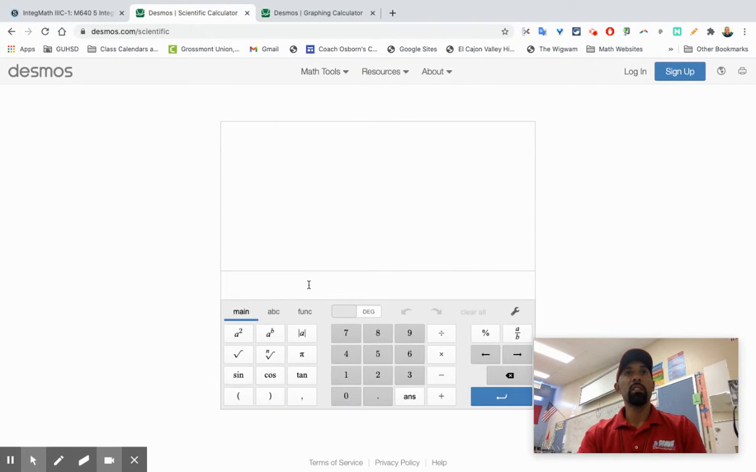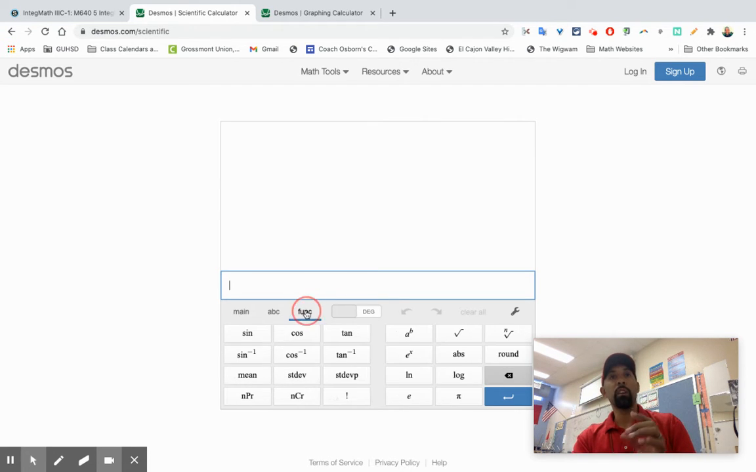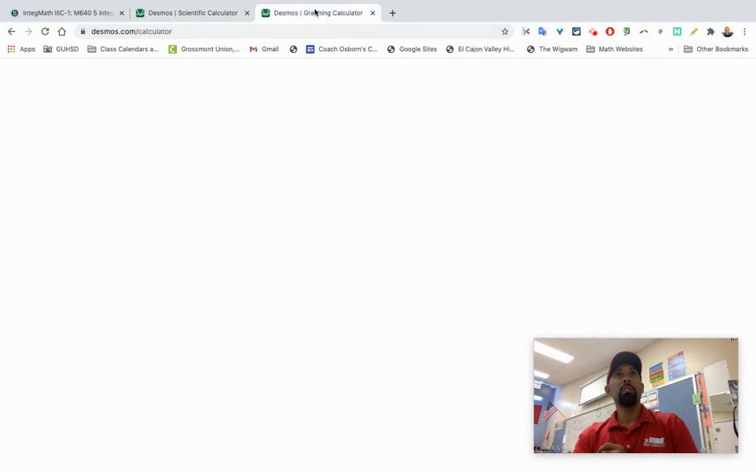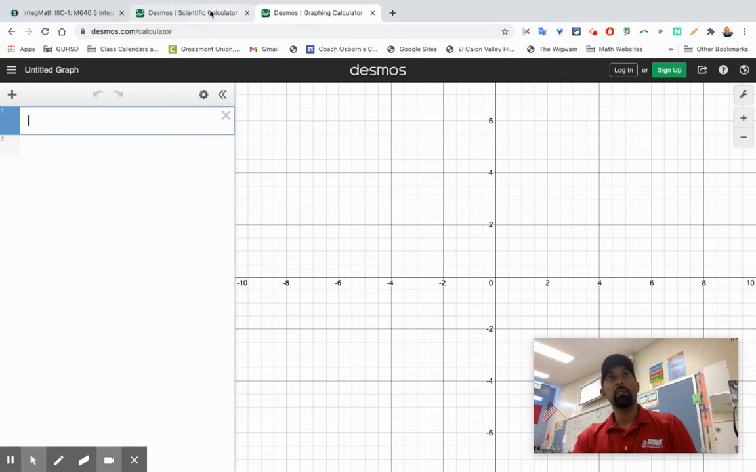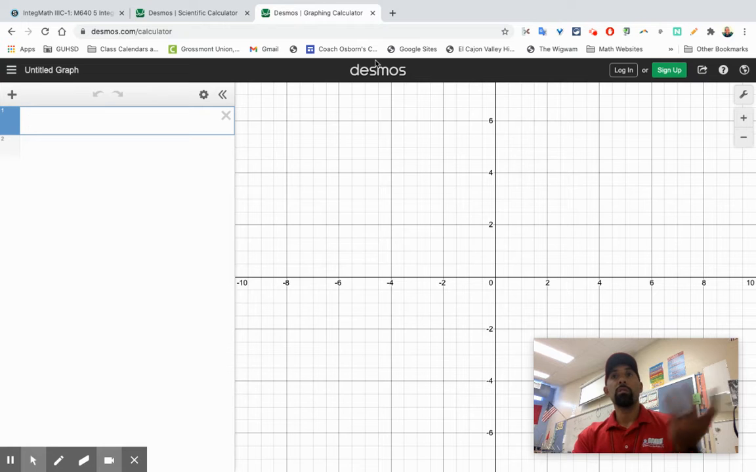So you can use the Desmos calculator. Now, here's the thing with this one. This one, the scientific, will not let you change the base. If I go to function here, all it has is log. It doesn't have the log with the b, which lets you change the base. So go to the graphing calculator version of this. If you go to scientific calculator, you can just click on this and click graphing, or just search Desmos and then graphing calculator.